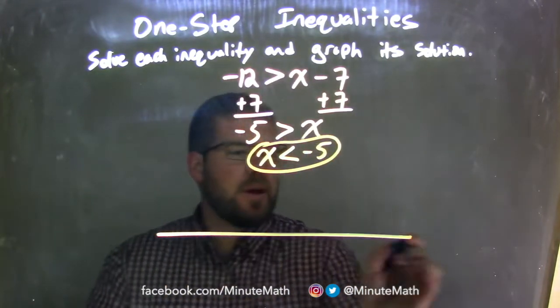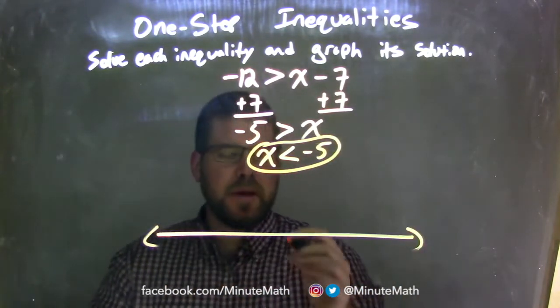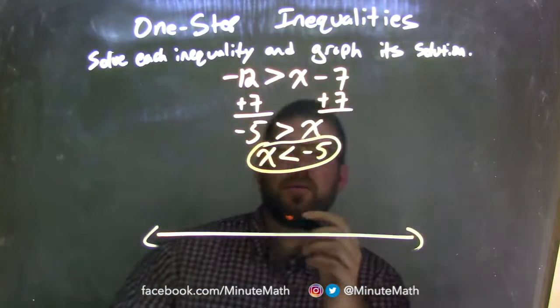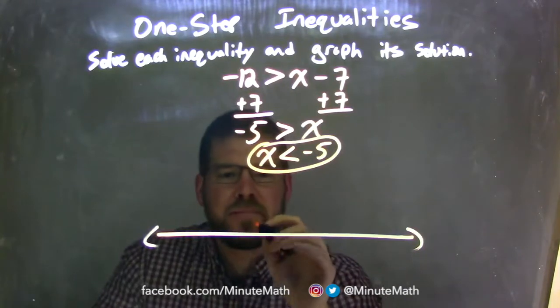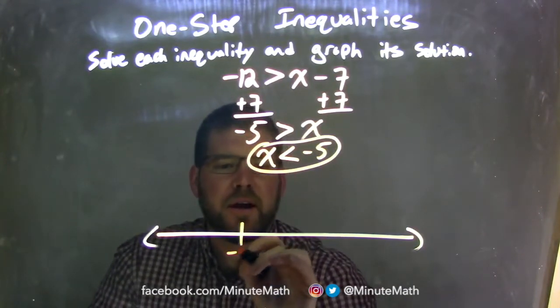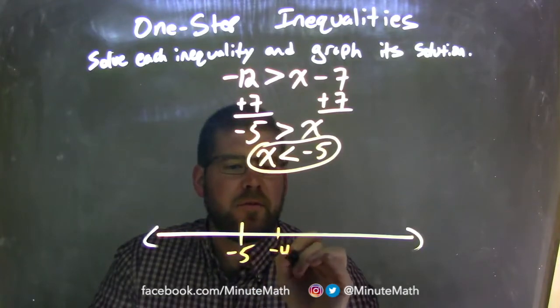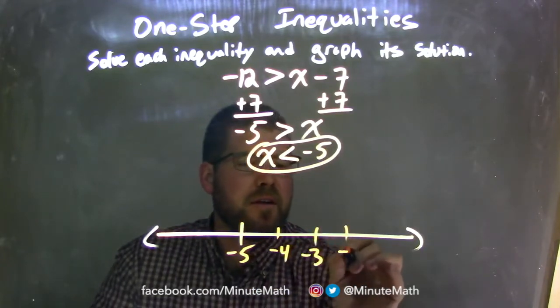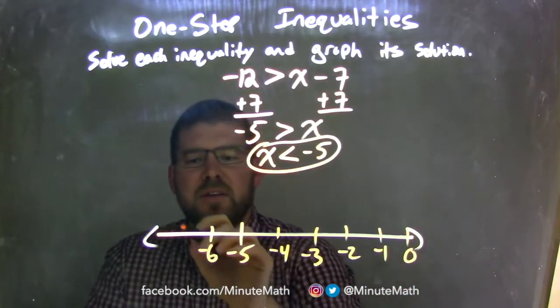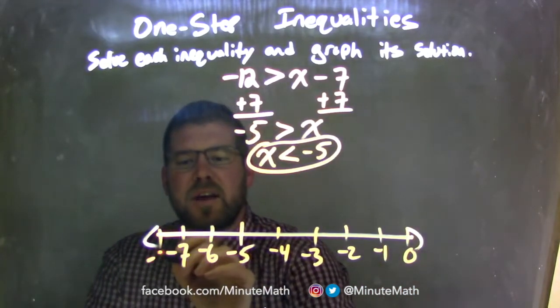Well, let's go make a number line here. We want to make sure we have negative 5 in there. And there are different techniques. Some people always put whatever number you're starting at right in the middle. So let's go right here. Negative 5, negative 4, negative 3, negative 2, negative 1, 0, negative 6, negative 7, negative 8.